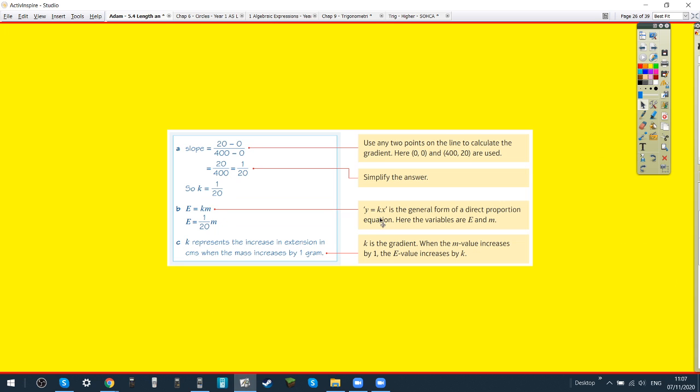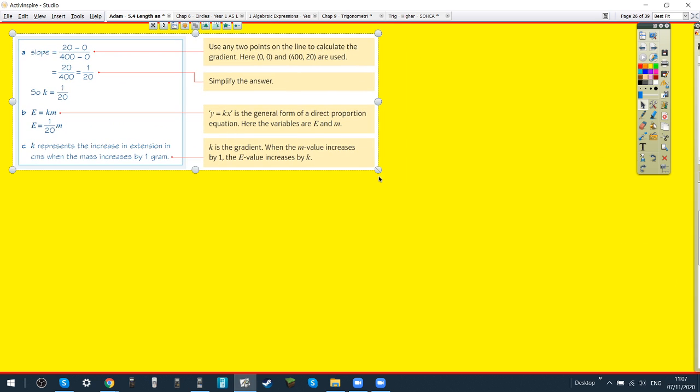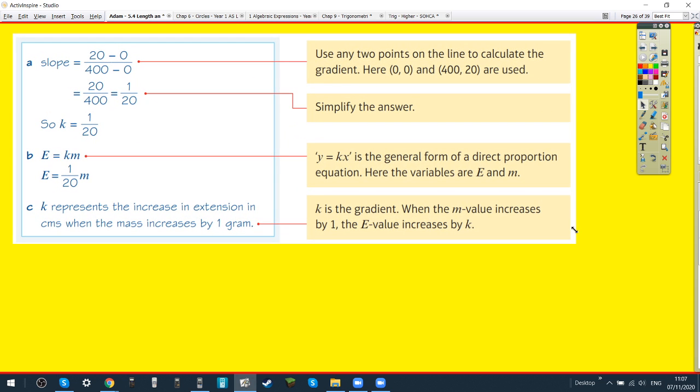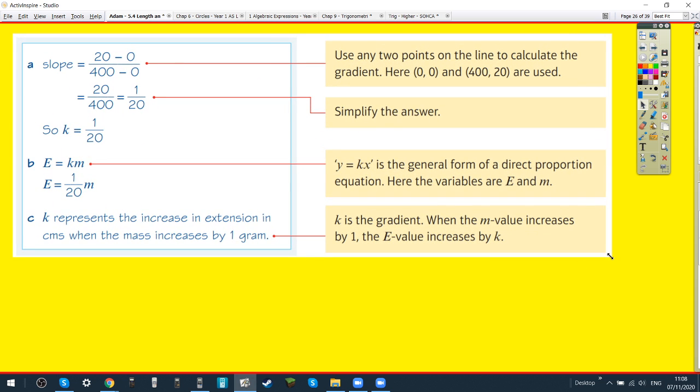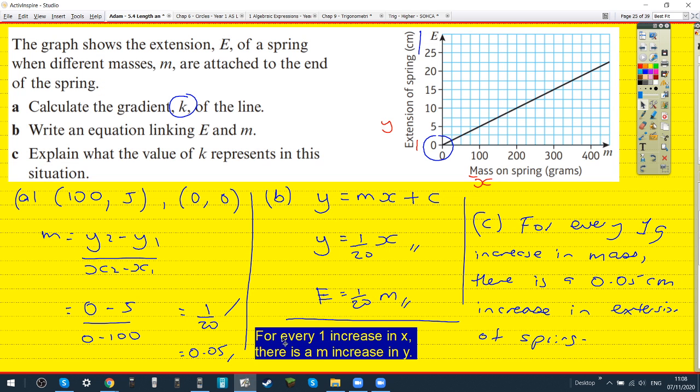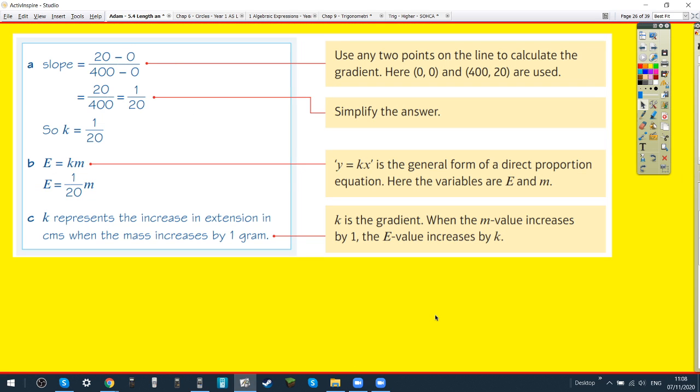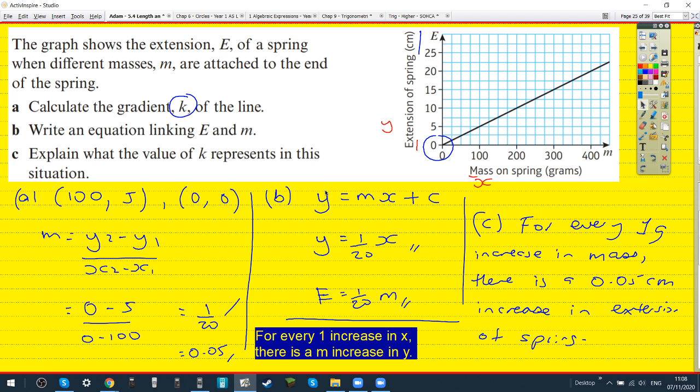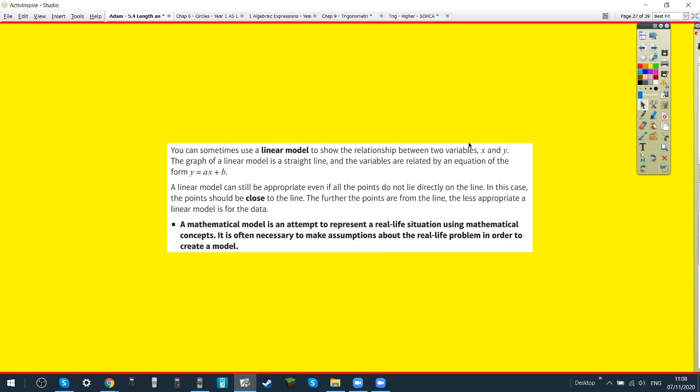K represents the increase in extension in centimeters when the mass increases by 1 gram. So it can be kind of tricky how you phrase it, but phrasing it like this will work for all situations. So any questions about that? No. Okay, so this one was y equals mx plus c, and you're just using their letters.